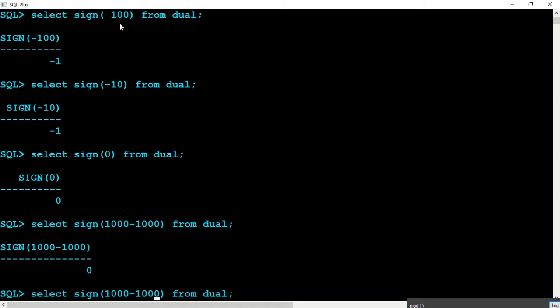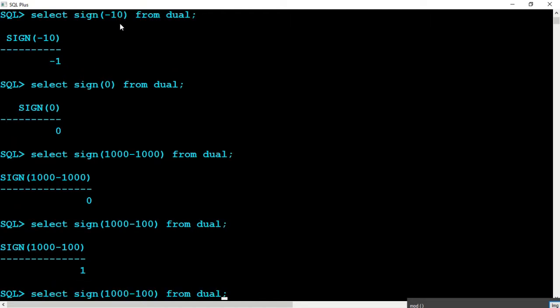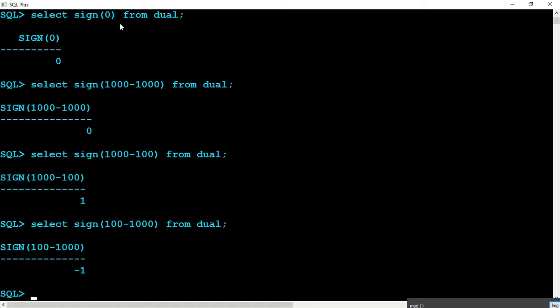But if I say 1000 minus 100, it will give you 900. So 900 is positive, and positive means 1, correct? But if I say 100 minus 1000, this will give you -900. So -900 is negative, so it will give you -1. Fine, hope you understood. Let's go for the next one.